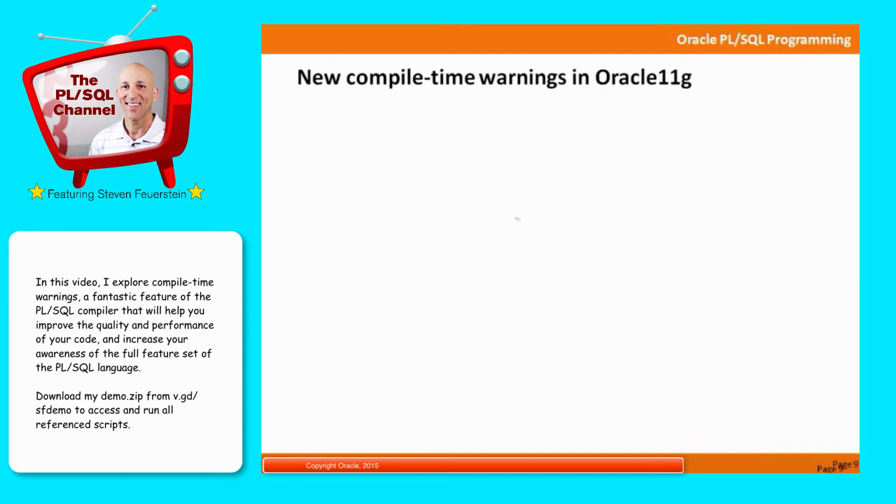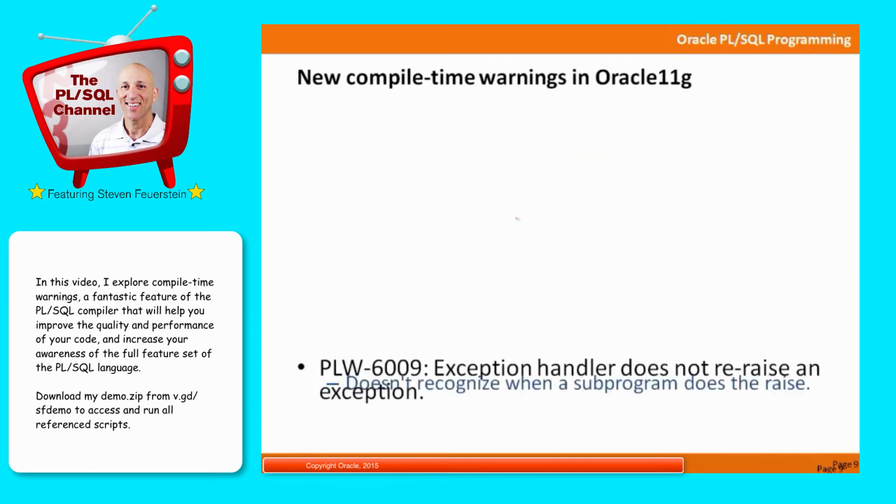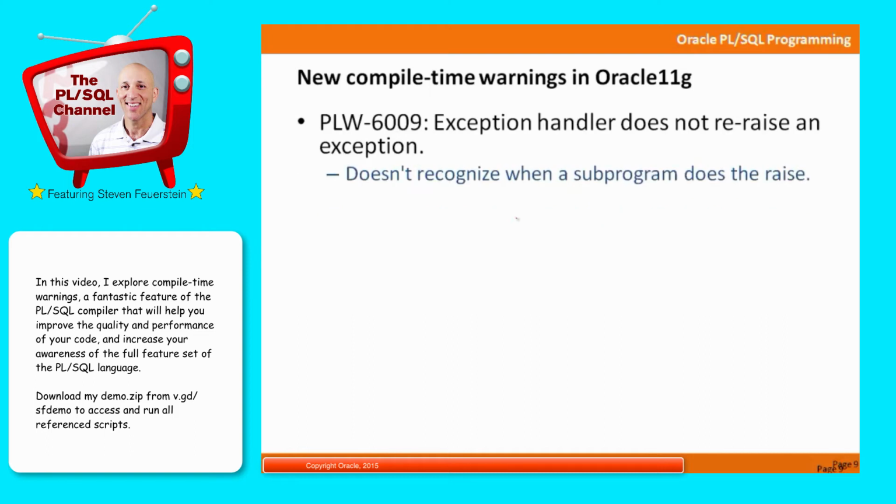Let's take a look at some new compile time warnings in Oracle 11G. So 6009, the exception handler does not re-raise an exception. This warning is really valuable because a common problem that developers sometimes have is they essentially write the equivalent of exception when others then null. Swallow up my error, I don't care, just keep on going. And 6009 will give us a warning when that happens.